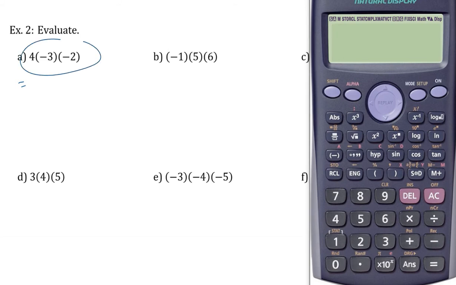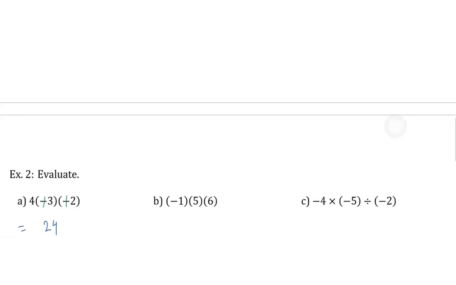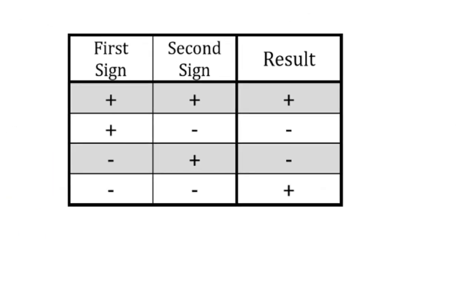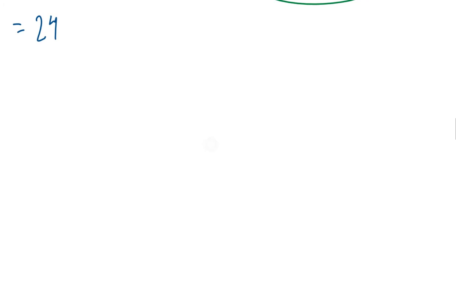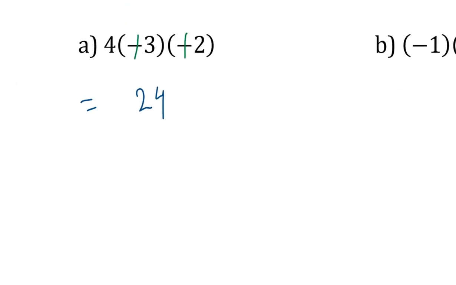All of this is multiply because everything is just side by side. 4 times 3 times 2 gives me 24. And here's what I'm going to do. I'm going to count the number of negative signs. So this question has two negative signs, and these two negative signs will each cancel with this chart rule. Two negatives makes a positive. So these two negatives together will make a positive. Now that they're positive, there's no negatives left in this question, and so the answer will be positive.